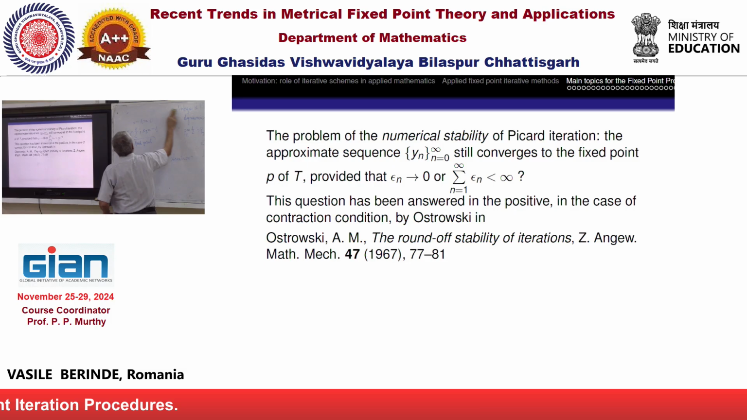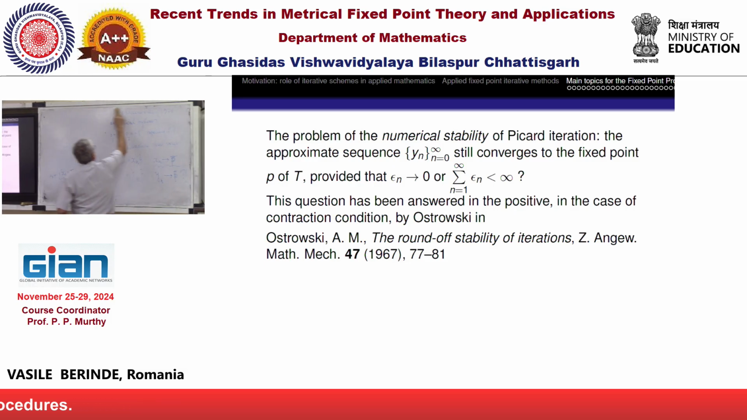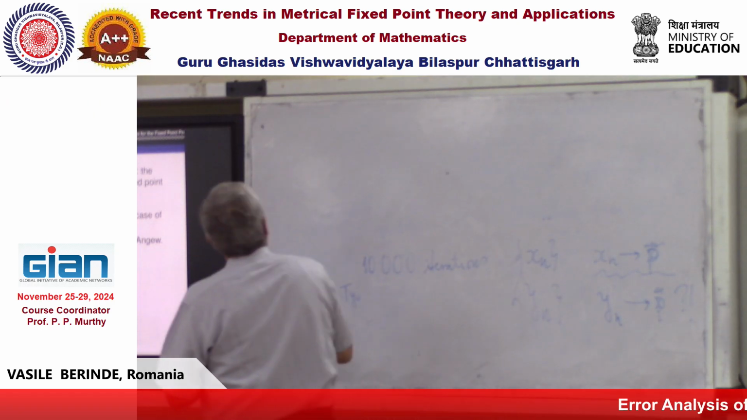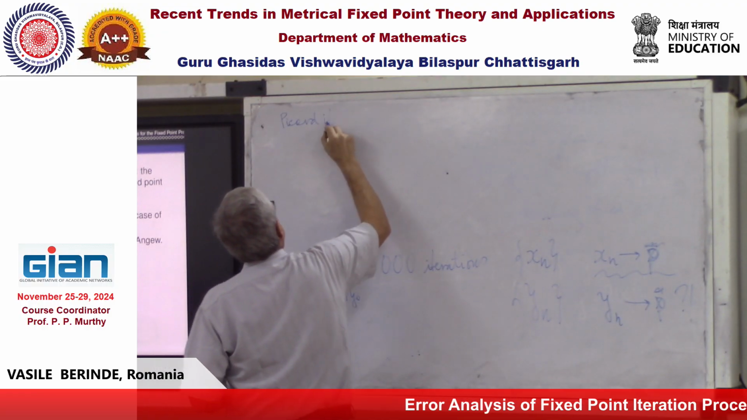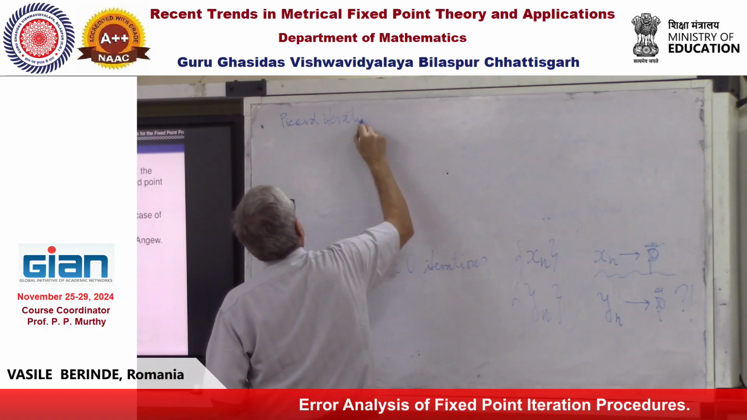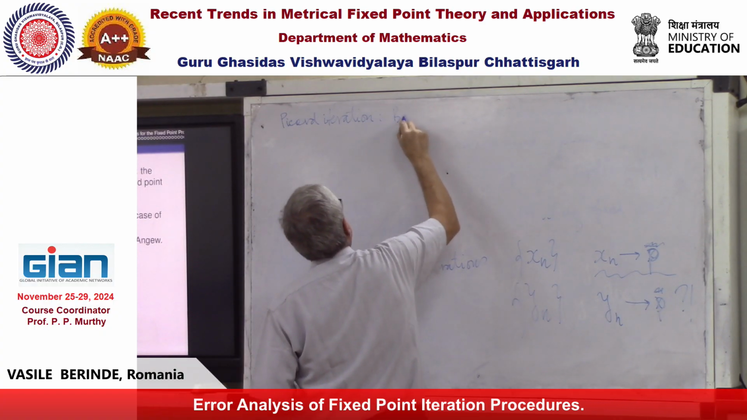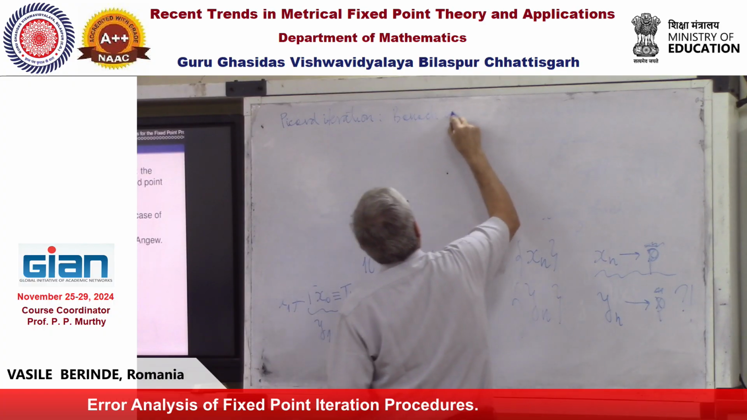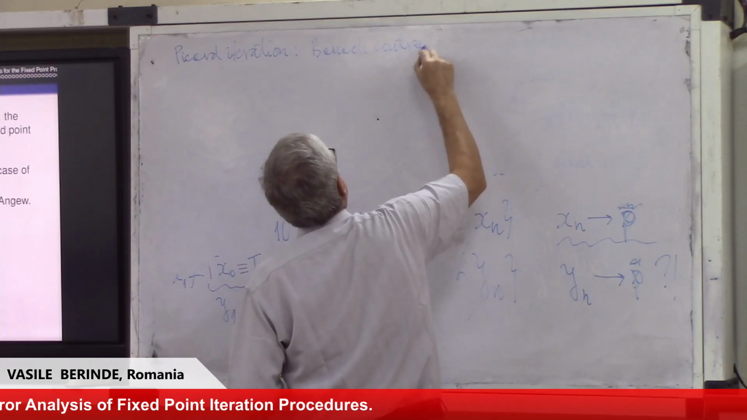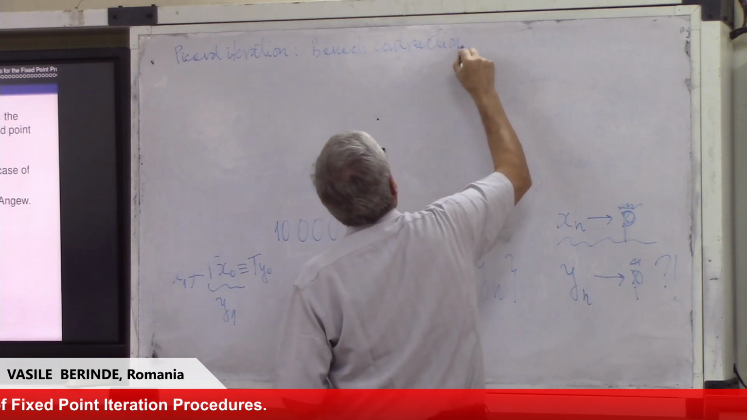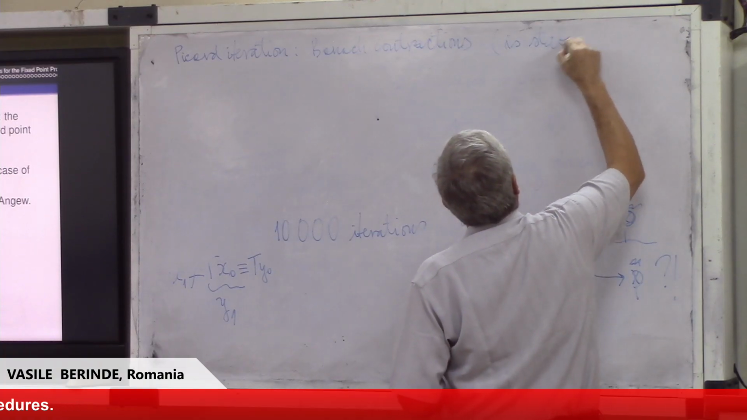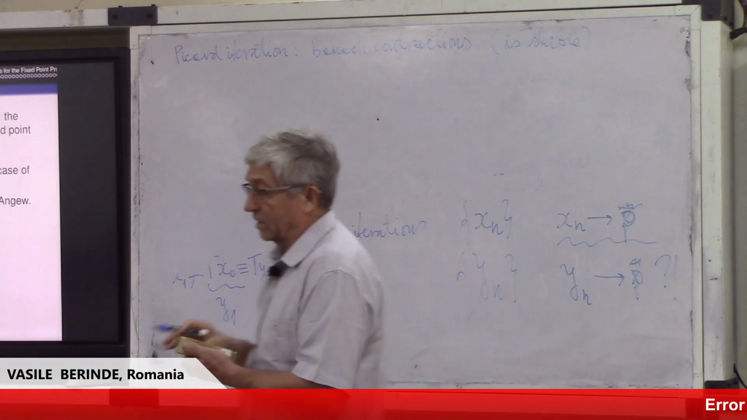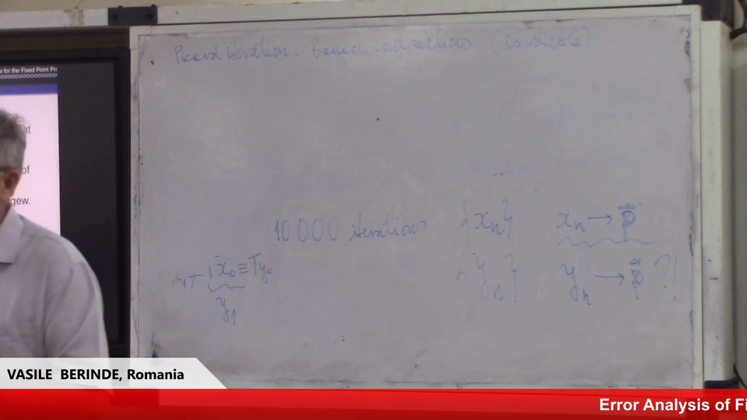So the Picard iteration, in the class of Banach contractions, is stable. This is very important. It's an extremely important result.